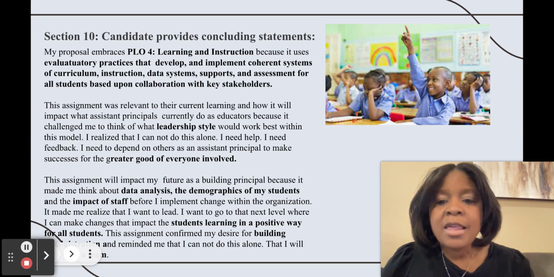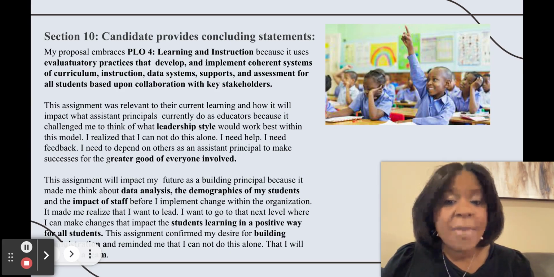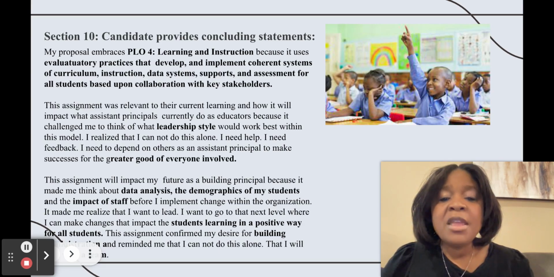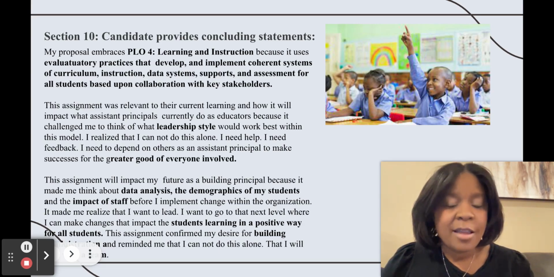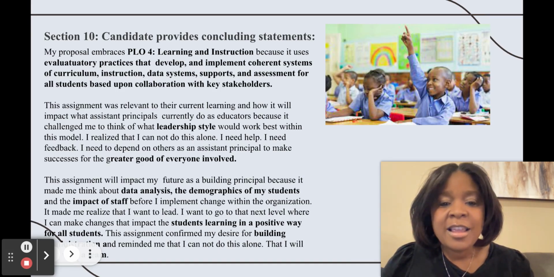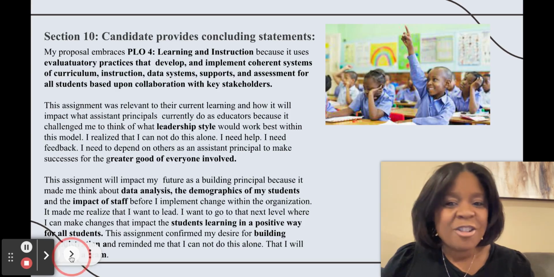It made me realize that I want to lead. I want to go to the next level where I can make change that impacts the students' learning in a positive way for all my students. This assignment confirmed my desire for building administration, and it reminded me that I can't do it alone. This is why I will work together with my team to create success for my organization.